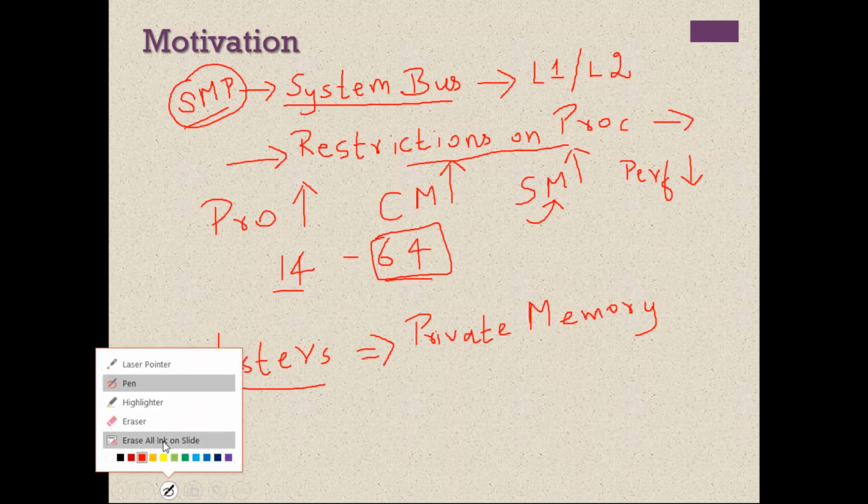Because of these drawbacks, we are going for NUMA because we want the flavor of a large scale system. We want to keep many processors in the large scale system, and that is the main reason why we are going for NUMA, right?